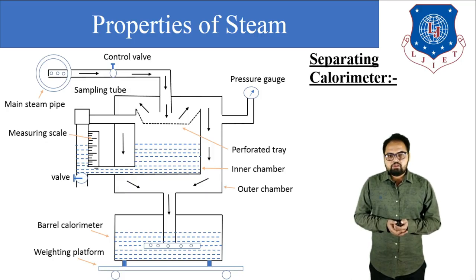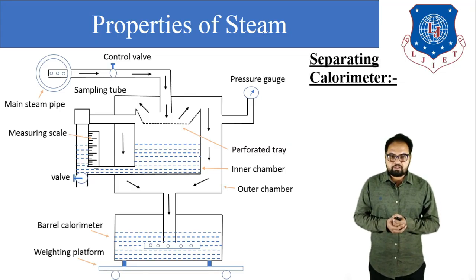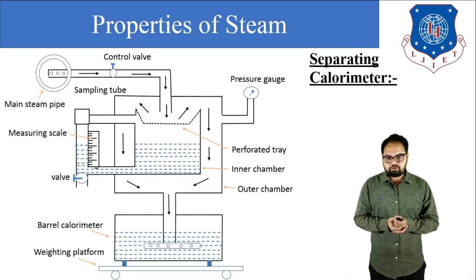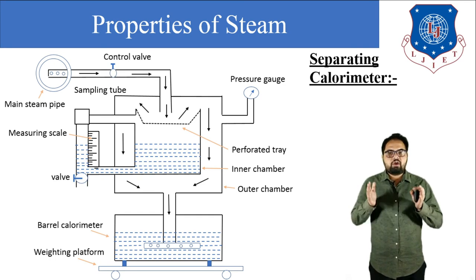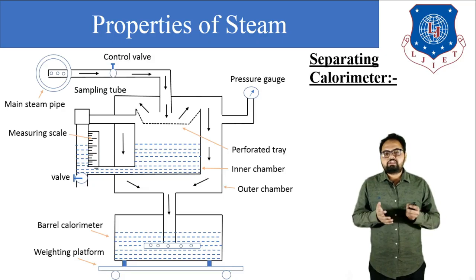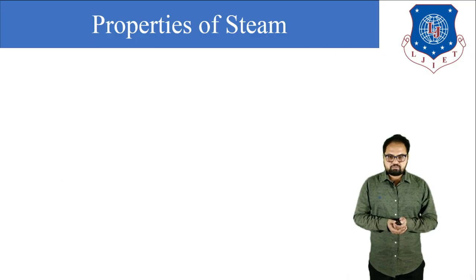This type of calorimeter is mainly used for steam which has a very high value of the wetness fraction, meaning steam which has a high amount of water particles compared to dry particles. This type of steam will be examined by using this type of calorimeter. So this calorimeter is used for steam which has a very high value of the wetness fraction.